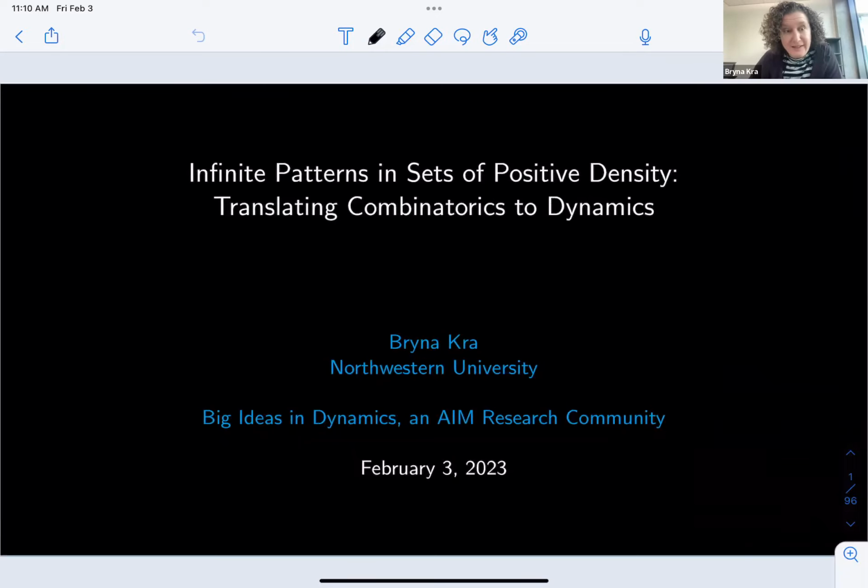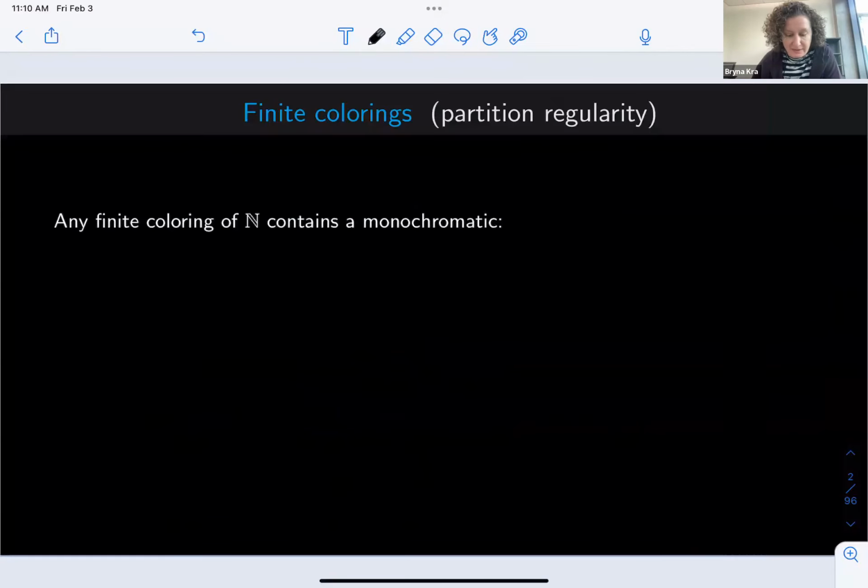All right, so thanks for the opportunity to speak and tell you about this. I'm going to start with some old history before we get to the current problems, because the thing I'm going to focus on is how we go from a combinatorial problem to a dynamical one and back. I'm going to start with a simpler setting than we need in the context that I'd like to discuss.